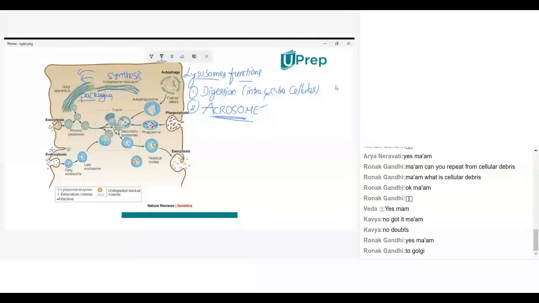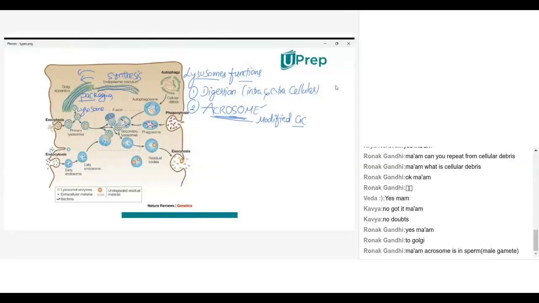And for an example, we talked about the lysosome. This is the lysosome, which came from endoplasmic reticulum synthesis and packaging in the Golgi apparatus, and into the cell. This is the pathway we discussed in earlier sessions. Now, acrosome is nothing but a modified Golgi apparatus or Golgi complex, GC. Acrosome is a modified Golgi complex. It's a Golgi apparatus.